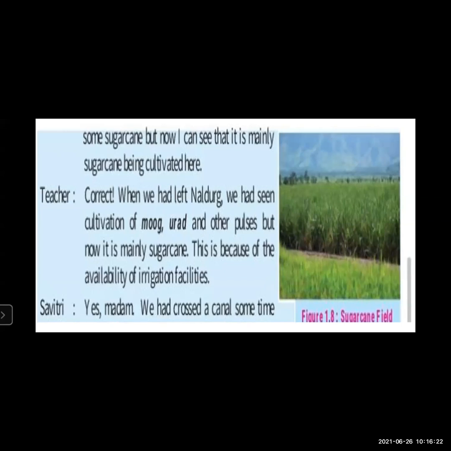For example, if you see the areas receiving high rainfall, you can see a good amount of rice paddy fields there. Why? Because rice requires a good amount of rainfall. And if you see wheat, it doesn't require that much rainfall. If you see pulses also, like urad, moong, arhar, all these kinds of pulses don't require that much water for their growth.